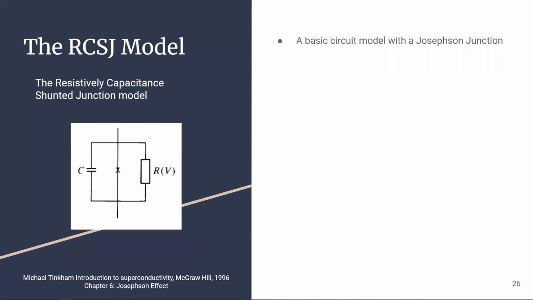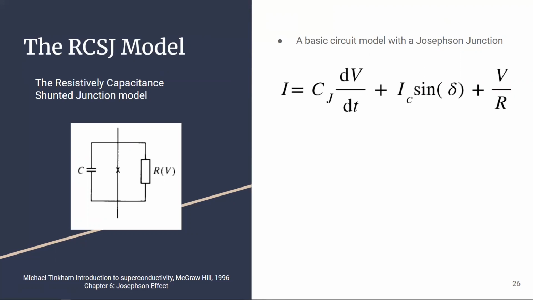Okay, finally, we will talk about the RCSJ model. This is called a resistively capacitance shunted junction model, and sometimes called just the shunted junction model. This is actually one of the most basic circuit models, which consists of a Josephson junction. And since we know the current characteristics of the Josephson junction, we can actually write the passing current through the circuit. So here you can see this is the current through the capacitor, and this is the current through the junction, and this is the current through the resistance.